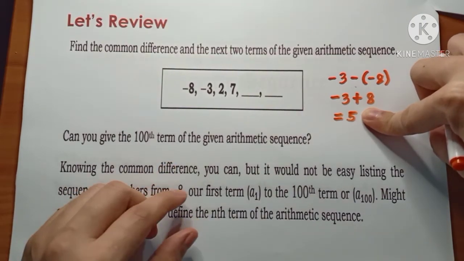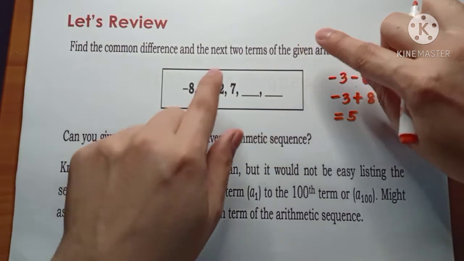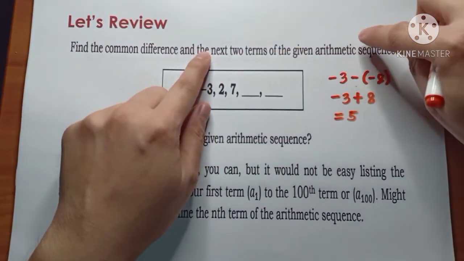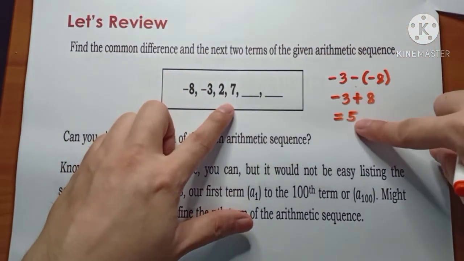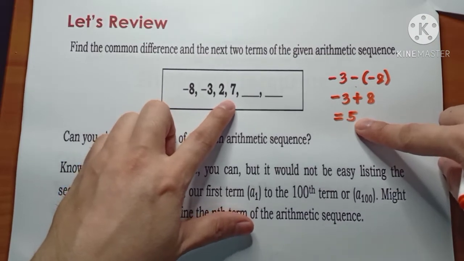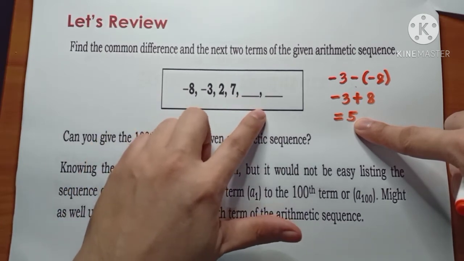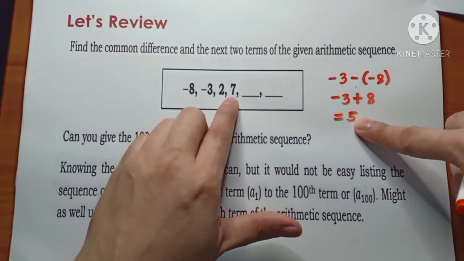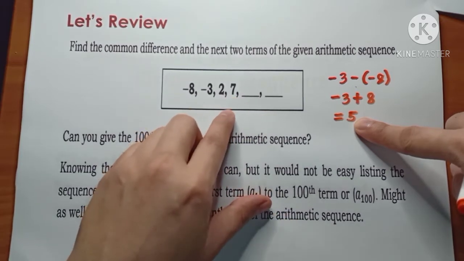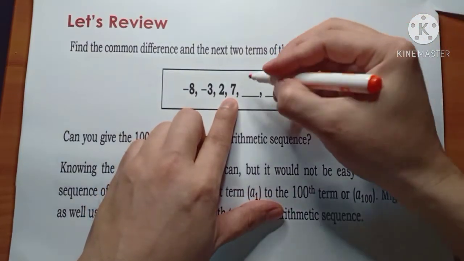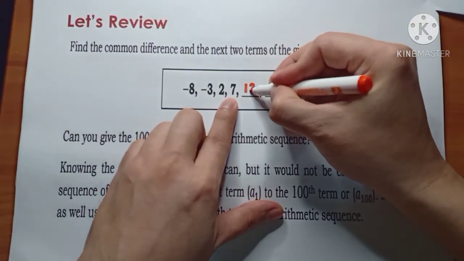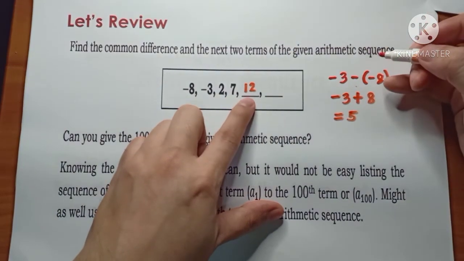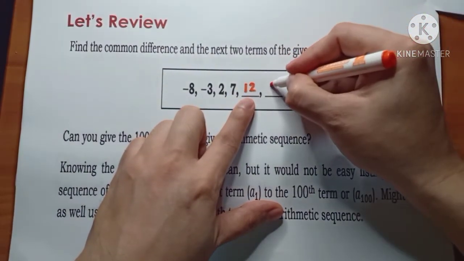So, kung mapansin natin, since hinahanapan natin ang next two terms dito sa ating given arithmetic sequence, at ang common difference natin ay 5, so we have to add 5. So, kung ang ating common difference ay positive, mag-a-add lang tayo. At kung ang common difference naman natin ay negative, isusubtract lang natin yung ating terms. So, therefore, 7 plus 5 is 12. And then, 12 plus 5 is 17.